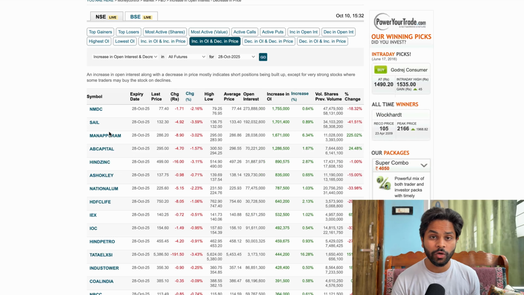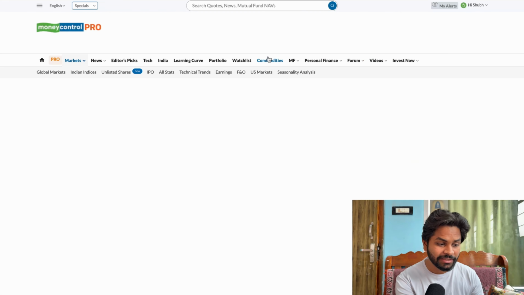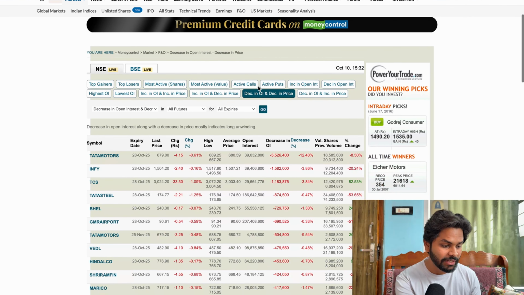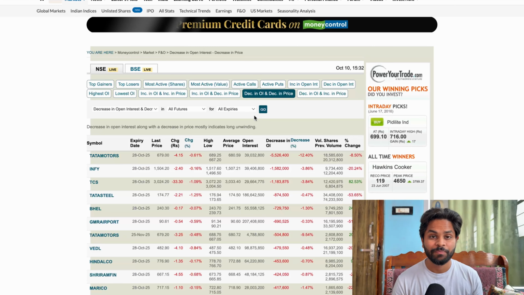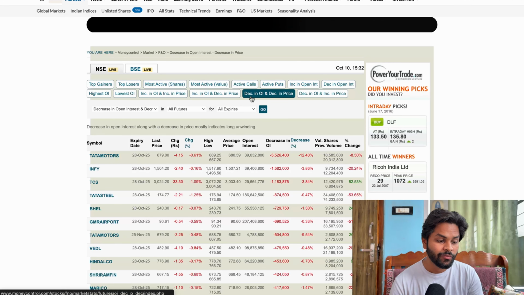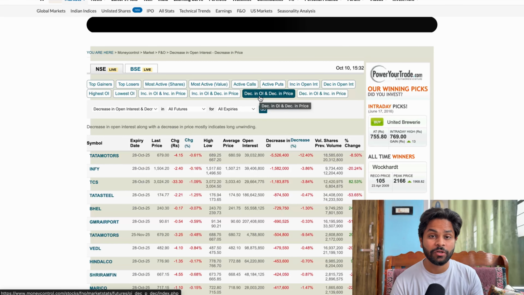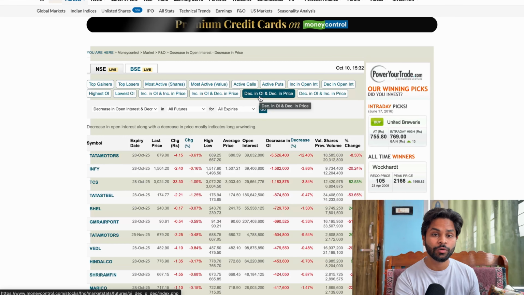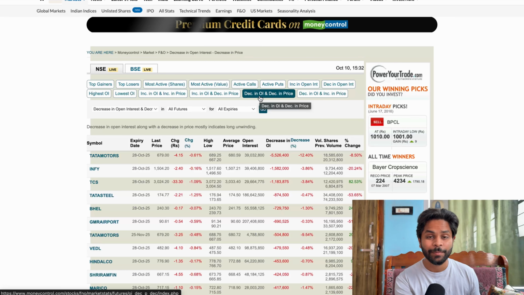I will look for shorting opportunities. Any breakdown, I will short the market. Similarly, the next thing is decrease in open interest and decrease in price, which means long unwinding. If people have long positions, they are cutting their long positions. So people who have long positions are squaring off, they no longer believe that the stocks will go up.